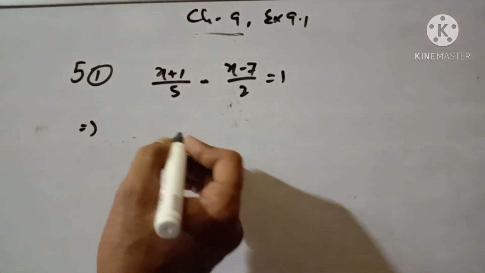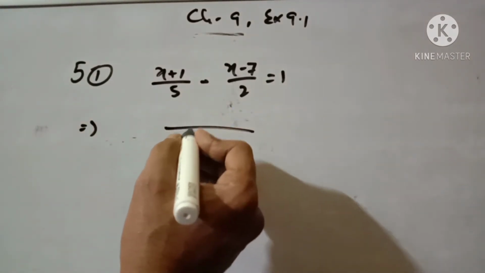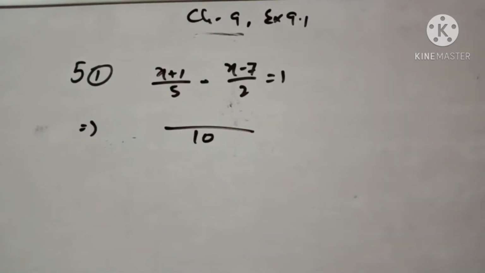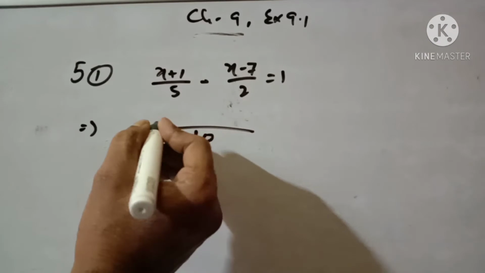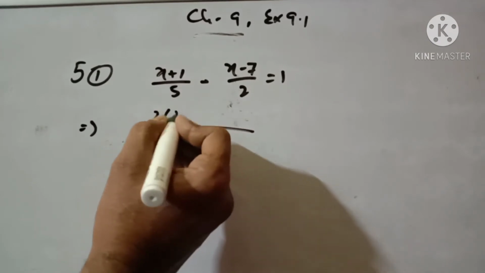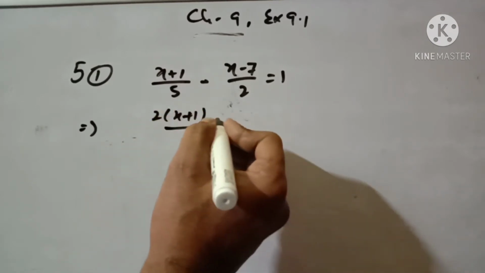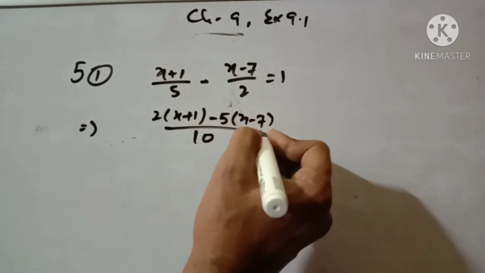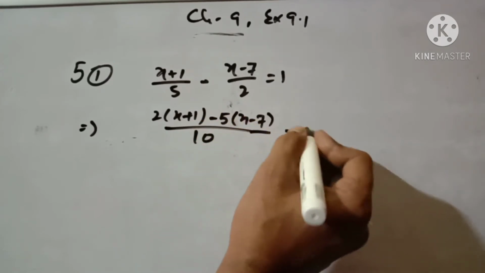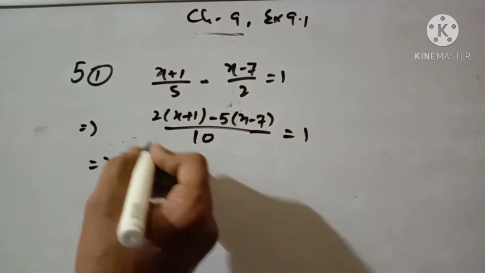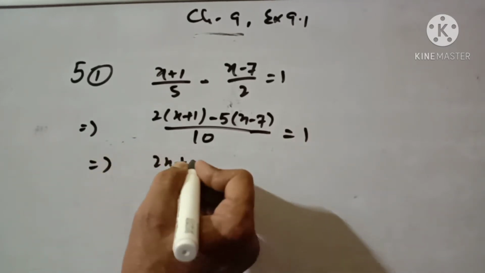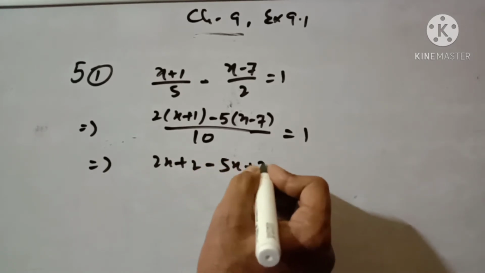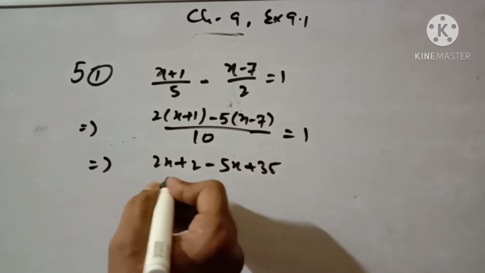Now we have to take the LCM of 5 and 10 and 2, that is 10. So this will be divided, and whatever the quotient comes we have to multiply. So 2x plus 1 minus 5x minus 7 equal to 1. Now 2x plus 2 minus 5x plus 35 by 10.